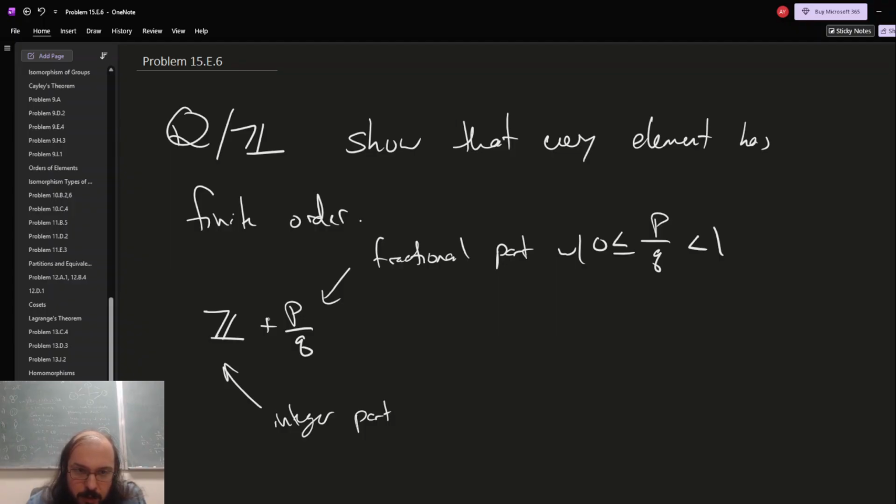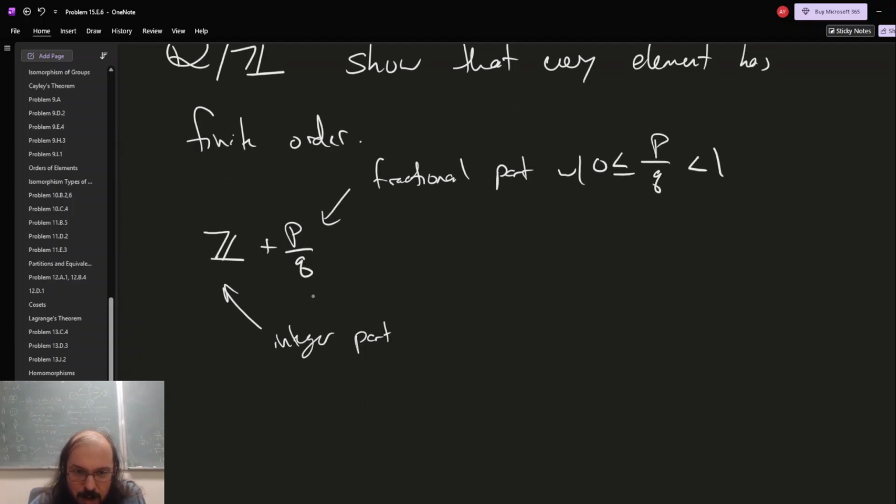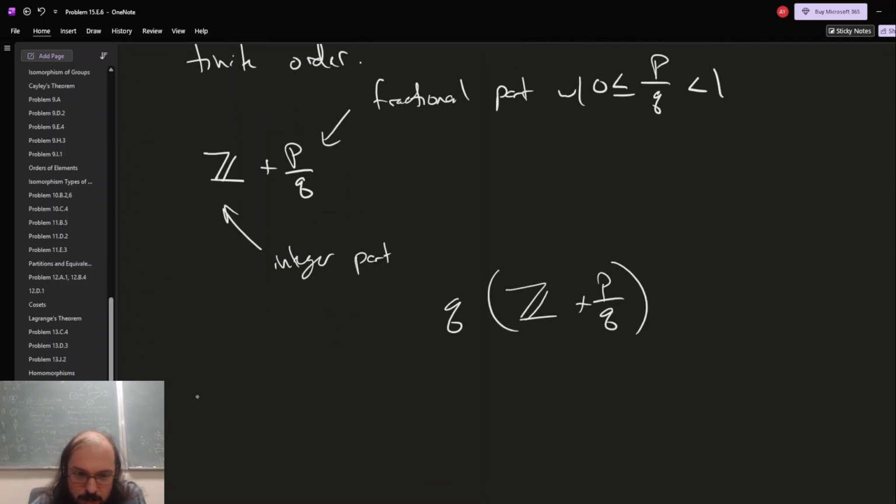And so this proof is really simple. Actually, even though the group is really weird, here's the proof. In additive notation, what we would be doing to discuss order would not be exponentiation, but just multiplication. So z plus p over q, what do we get if I multiply this times q? Well, this becomes qz plus qp over q.